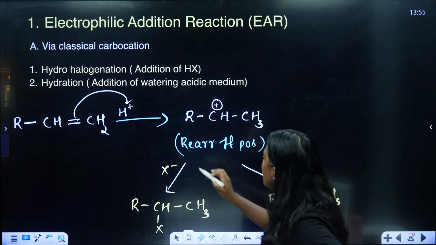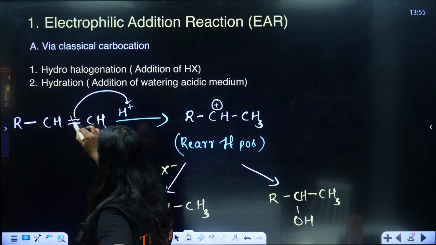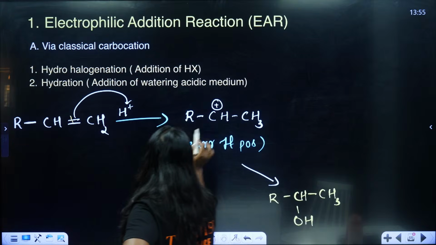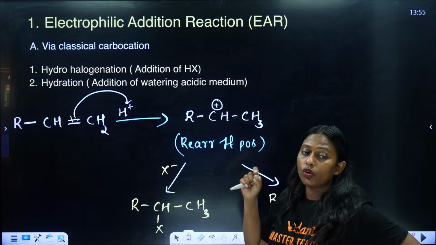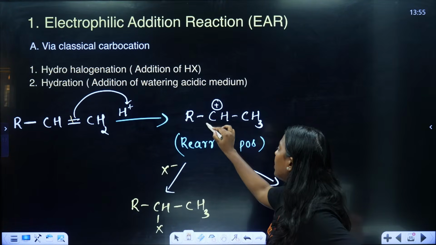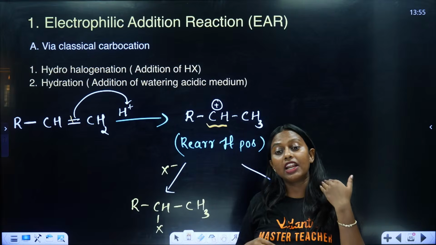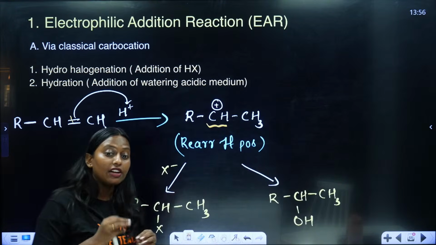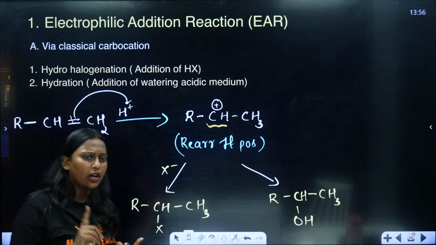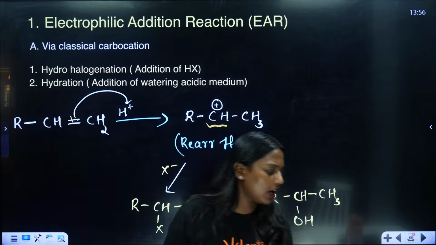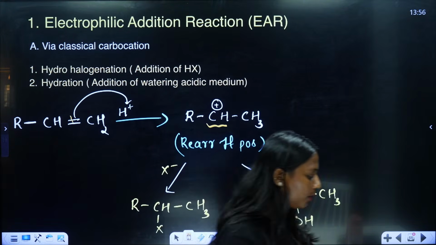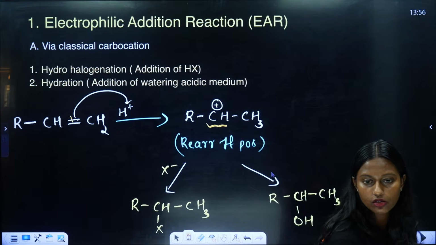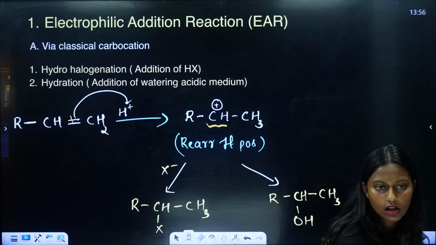So what will happen? This double bond will break and hydrogen will attach. Here a carbocation will form. If rearrangement is possible, rearrangement will also occur. We know that the tertiary carbocation is the stable carbocation. Tertiary carbocation is stable.